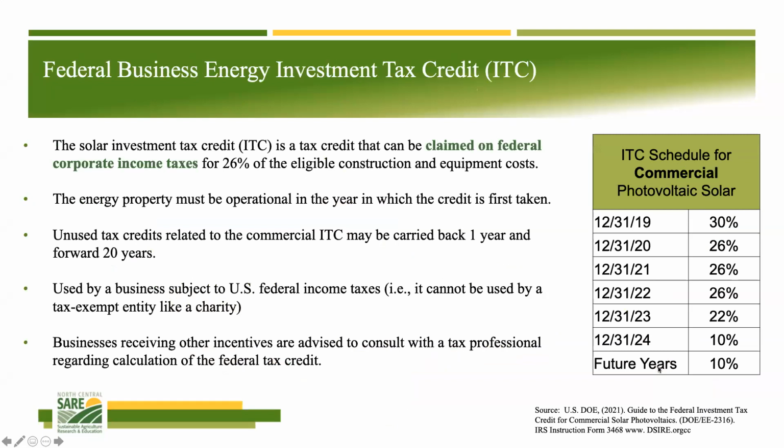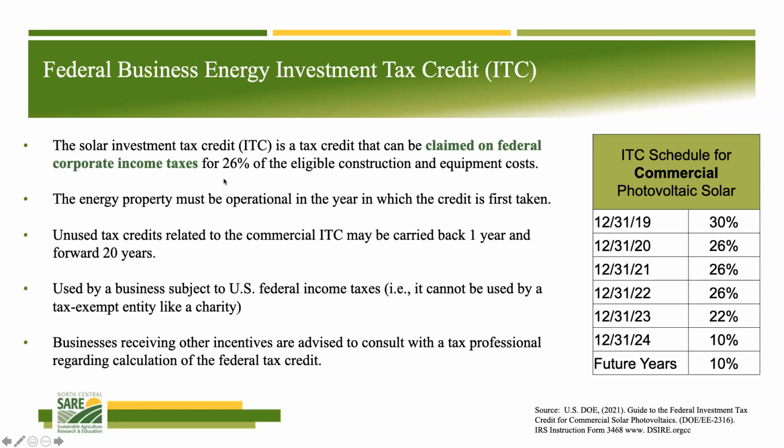We're going to start by looking at the federal business energy investment tax credit. It's often referred to as the solar ITC. The solar investment tax credit program is a tax credit that can be claimed on your federal corporate income taxes, currently at 26% of your eligible construction and equipment cost. We'll look on the next slide at what are, in air quotes, eligible costs. But I want to first focus on the rate of the investment tax credit program.